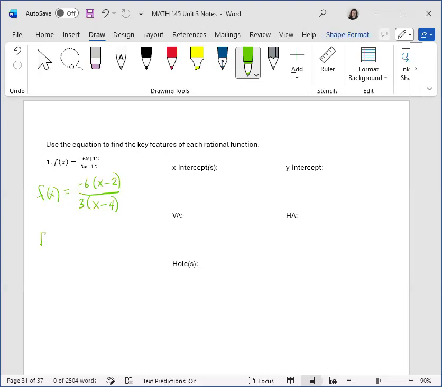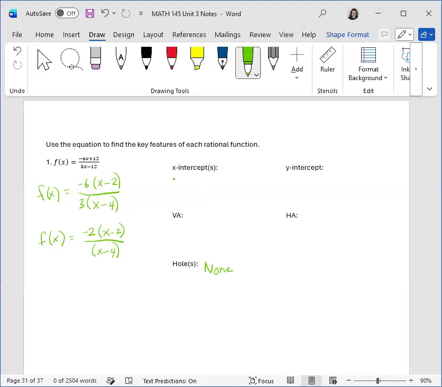So if I did want to reduce the leading coefficients there, it would just be negative 6 divided by 3 is negative 2. So negative 2 times the numerator, and then this would just be 1, I don't have to write the 1, divided by x minus 4. So there's the simplified version, but there were no common factors that would form holes. So there is no hole on this rational function.